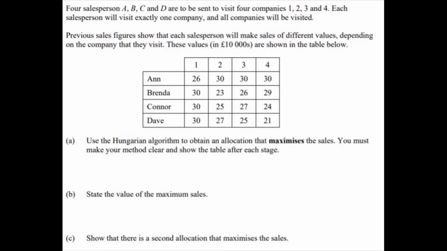Part A, use a Hungarian algorithm to obtain an allocation that maximises the sales. You must make the method clear and show the table after each stage.